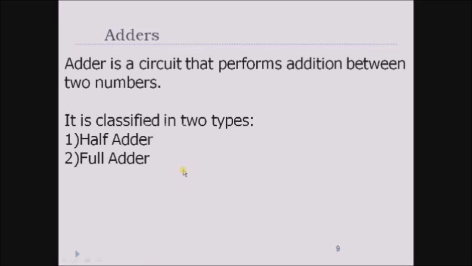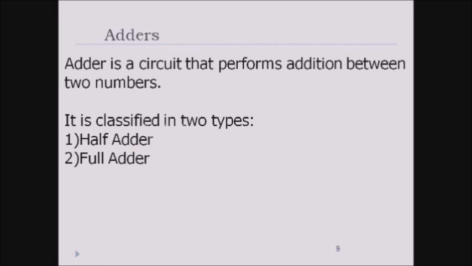Now let us see some of the combinational circuits that we generally use in real-time scenarios, like adders. The first combinational circuit is the adder. An adder is a circuit that performs addition between two numbers. These two numbers might be decimal, binary, hexadecimal or octal. But when it comes to digital systems, as we operate only on binary numbers, these adders are called binary adders. They are classified into two types, that is half adder and full adder.